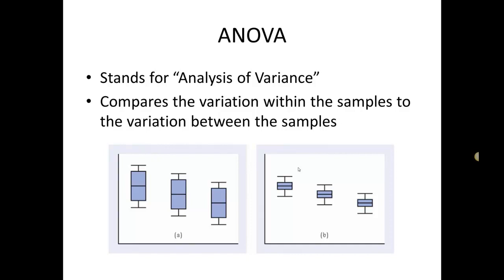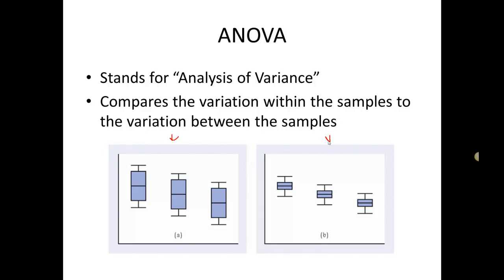ANOVA stands for Analysis of Variance. It basically compares the variation within the samples to the variation between the samples. So if you look at these two sets of box plots here, in the ones on the left, they all have tall boxes, which shows that there's a lot of variation among individuals within each group. With this much variation among the individuals, it would not be surprising if another set of samples gave quite different sample means. So the observed differences could easily happen just due to chance.